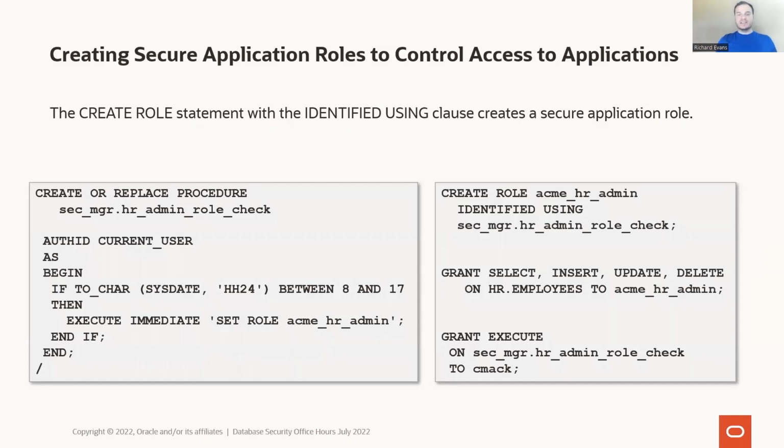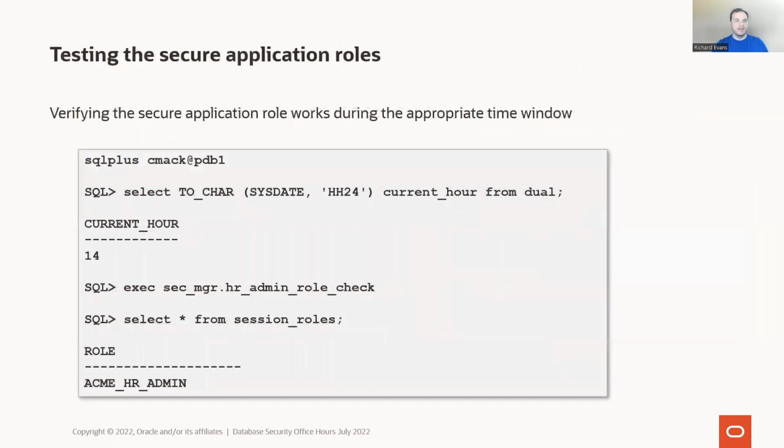We're going to grant some select, insert, update, delete on our HR employees to the role. And then we're going to grant execute on that to our user. Okay. So we've got our role, we've got our procedure, we've got our grants, we've got our grant execute to the user. Now, when CMAC logs in, CMAC checks the time. He sees the time is 1400. That's between 8 and 1700. He can execute the HR admin role check, and now he has that role. Like really cool stuff, right? Like better than a password, right? Like think about the things you could do with this.